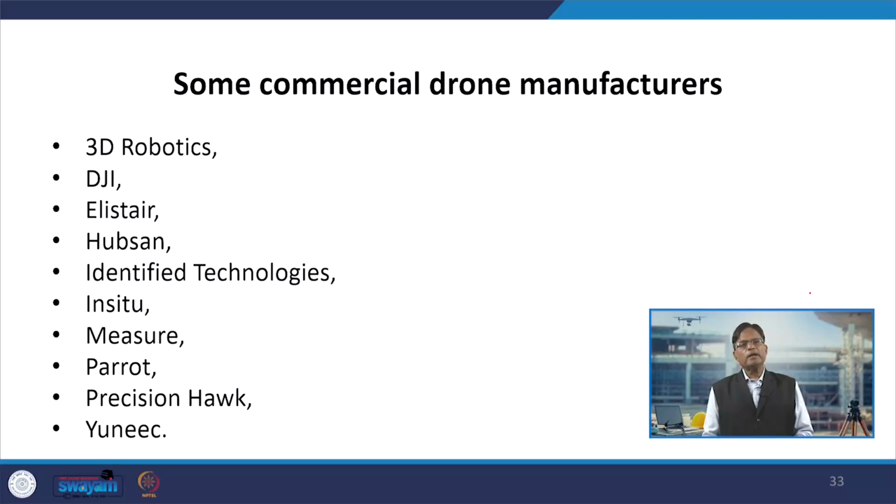Some commercial drone manufacturers. Now, looking at the application part, there are a lot of applications of the drone. So, commercial manufacturers came forward in the market internationally and started manufacturing different types of drones. This is just an exemplary list. There could be many more commercial drone manufacturers all around the globe.